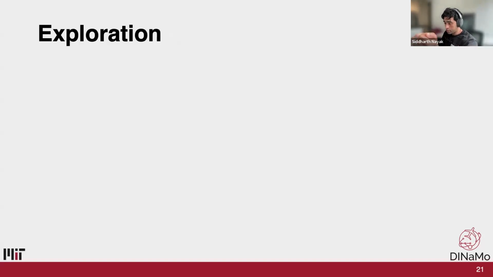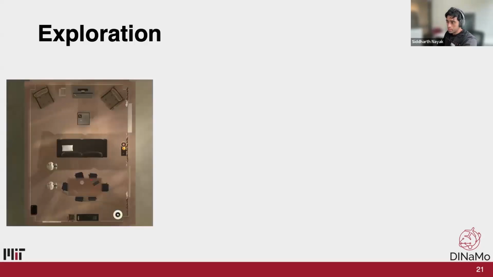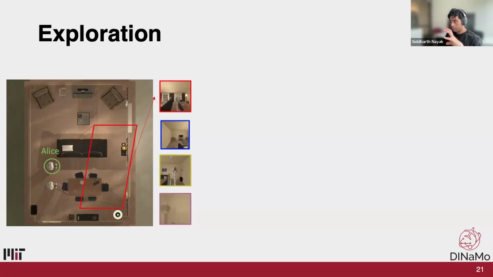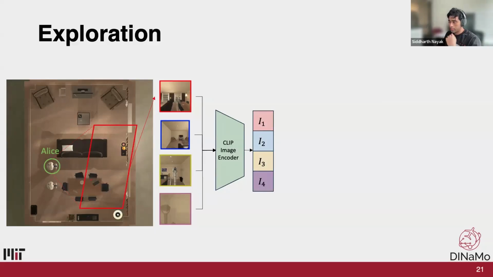And for this, we introduce an exploration heuristic, which goes as follows. You have these robots, with this and this in the living room, and they are tasked with finding certain objects. Let's consider everything from Alice's perspective. If the agent chooses to explore, what it would do is rotate in 4 different directions and get 4 different frames. We pass these images through a CLIP image encoder, and we get the corresponding image embeddings.